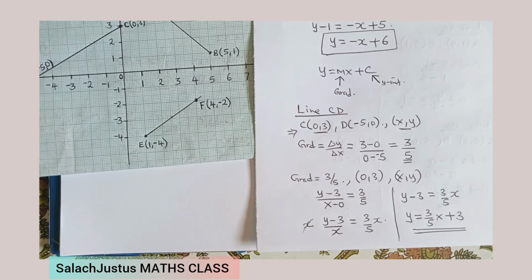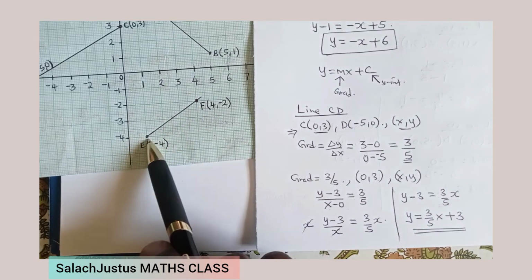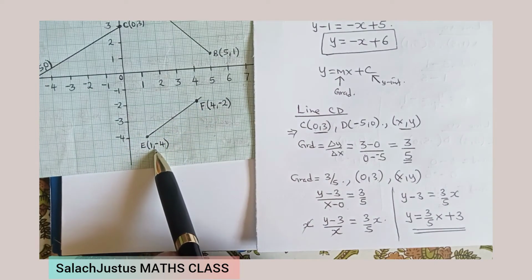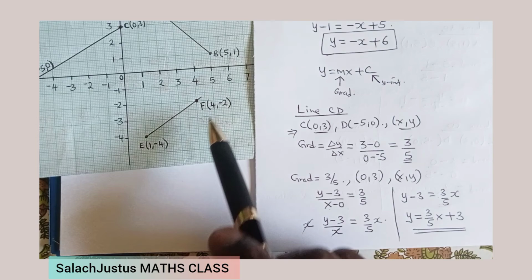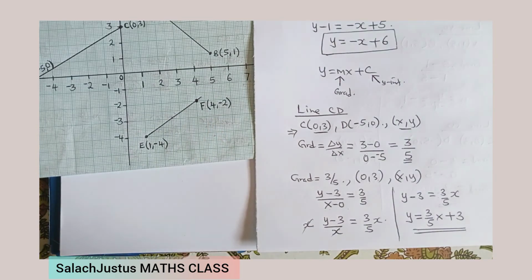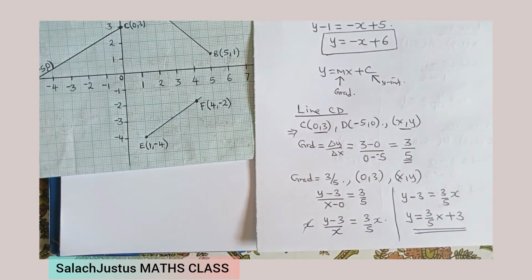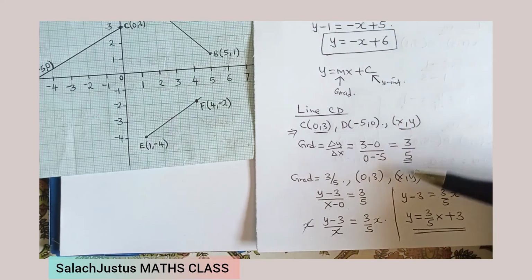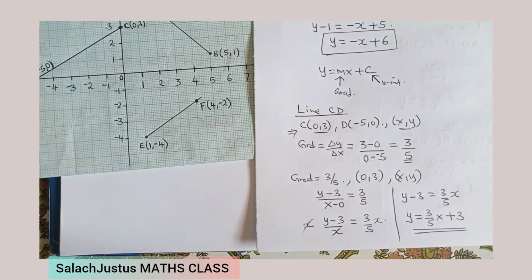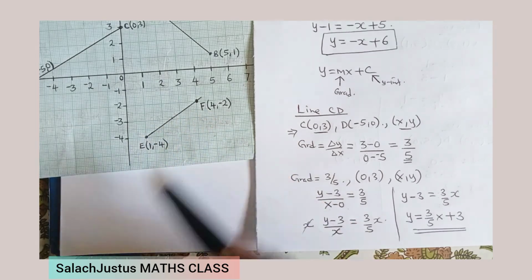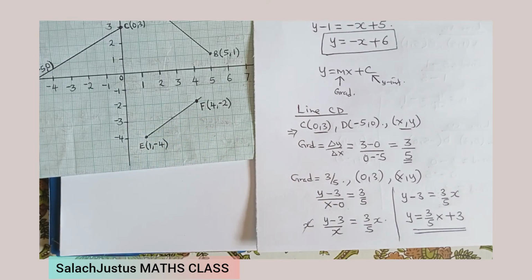Then lastly, I want us to attempt to find the equation of line EF. We have EF, coordinates of E are given here, coordinates of F are also given. I want you now to attempt to find the equation of line EF. First, find the gradient, take an arbitrary point x, y, pick any of the points that you can work with here. Proceed as we have done for line AB and CD. Write the equation of line EF and leave your answer in the comment section.